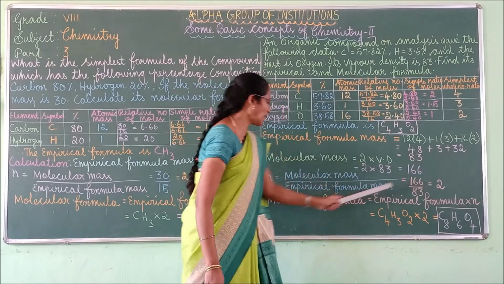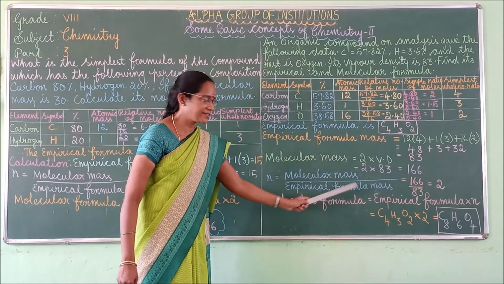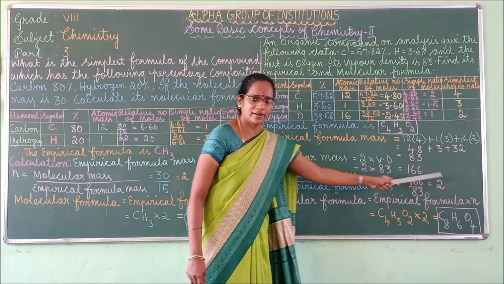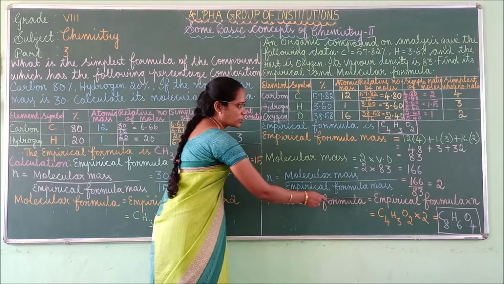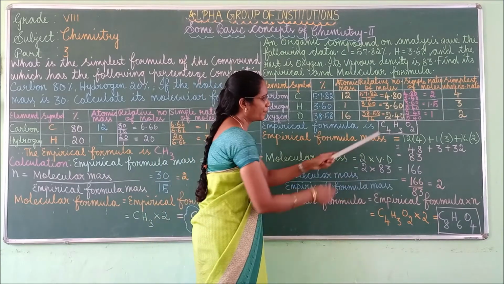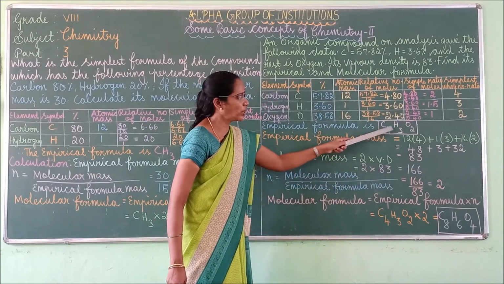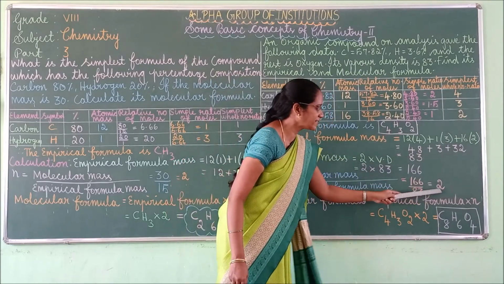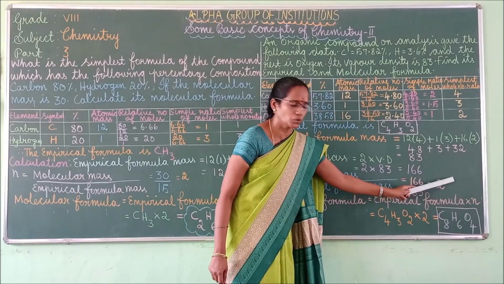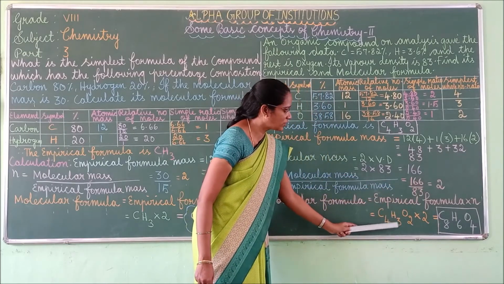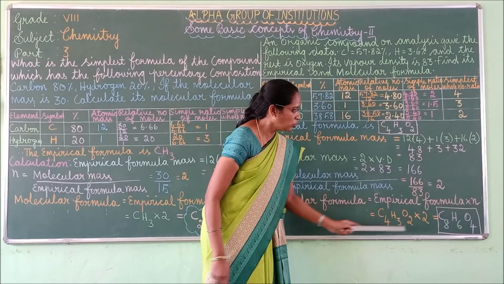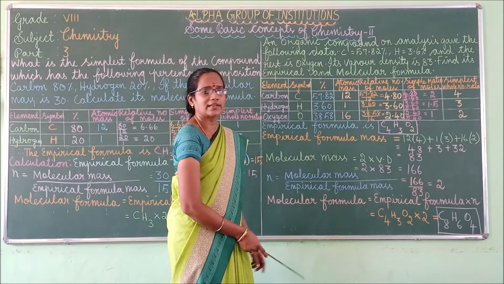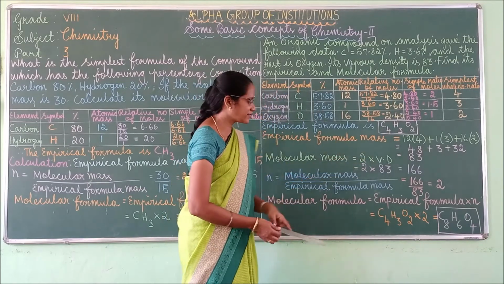Okay, next step, what do you have to do? Molecular formula is equal to empirical formula into N, right? So what is the empirical formula? The empirical formula is C4H3O2, right? Into the N value. What is the N value? N value is 2. So C4H3O2 into 2: if you multiply this 2 with the carbon, hydrogen and oxygen atoms, you will be getting the final answer, right?